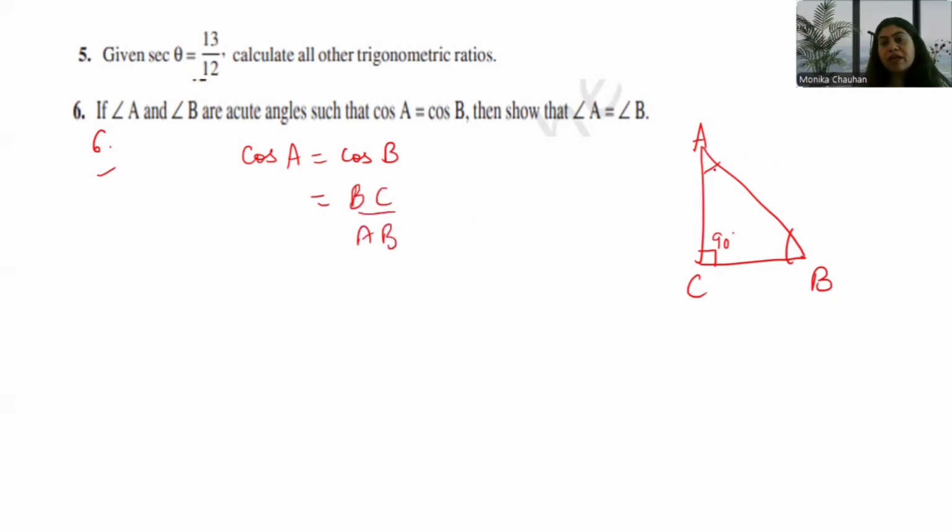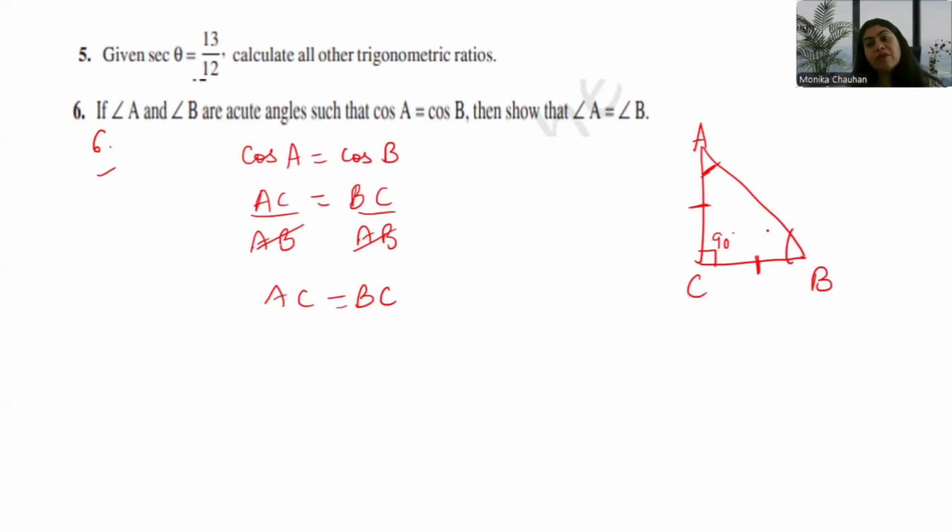And for cos A, I'm talking about this angle. So opposite to this, BC is the side which I'm going to take as perpendicular. So here AC will be my base, AC upon AB, base upon hypotenuse. Got it? Now AB on both sides is the same, so we can cancel. What you're left with is AC equal to BC. What does it mean? AC, this side, is equal to this side.